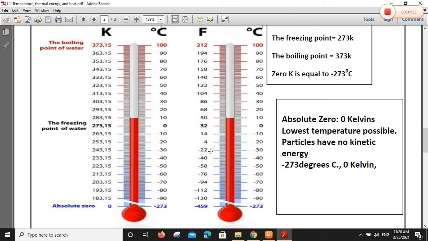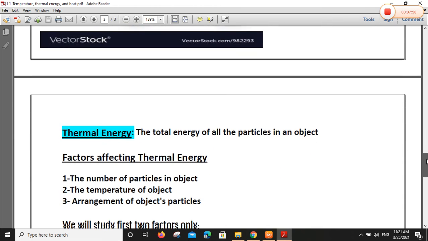Okay, at this degree, no motion, no kinetic energy for particles. Okay, negative 273 Celsius degrees, which equals 0 Kelvin. Okay, move to the thermal energy.